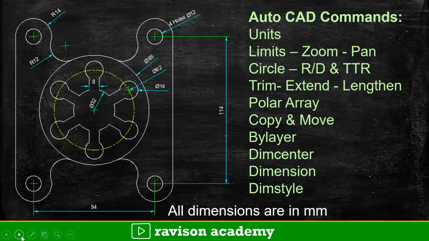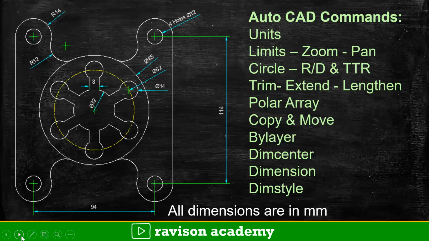For drawing the circle, 6 circles taking the yellow line as center, the polar array can be used. And basic copy and move commands you can use. And for changing the line color and line properties, you can use Bylayer, Dimcenter, dimension style and dimension commands. So in this drawing, all the dimensions are in mm.